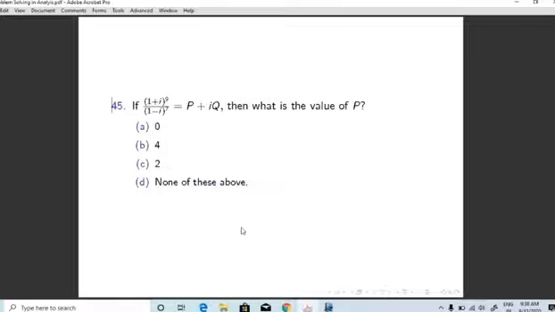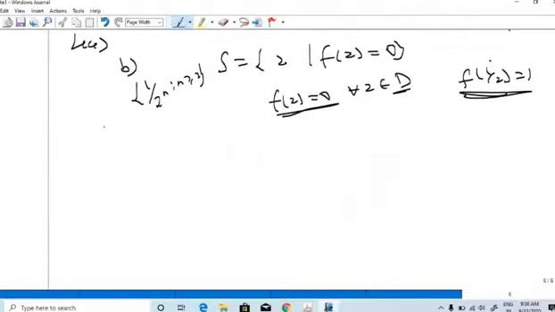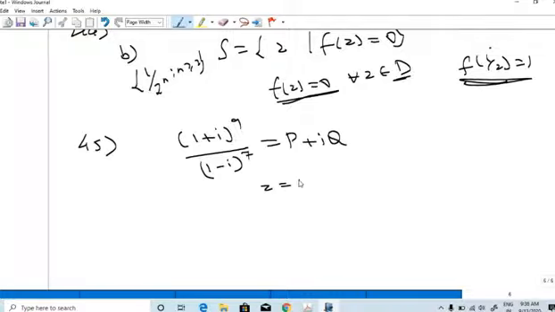Next question. If (1 plus i) power 9 by (1 minus i) power 7 equal to p plus iq, then what is the value of this p? So maybe we call this p plus iq, then what is the real part of this? So take z equal to 1 plus i. Therefore, this is z power 9.